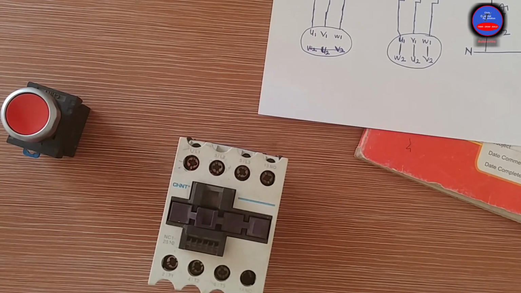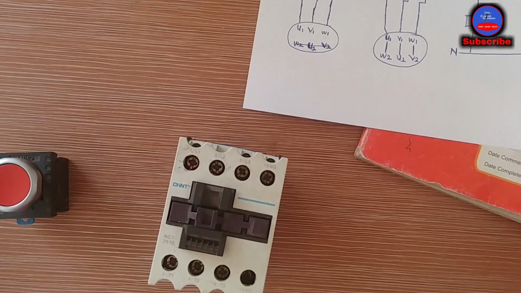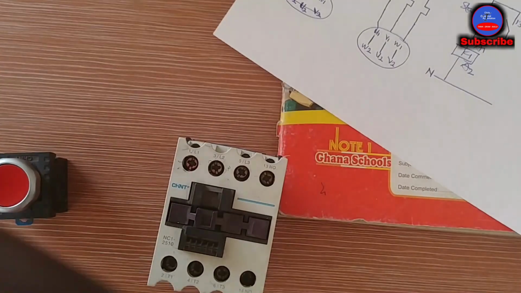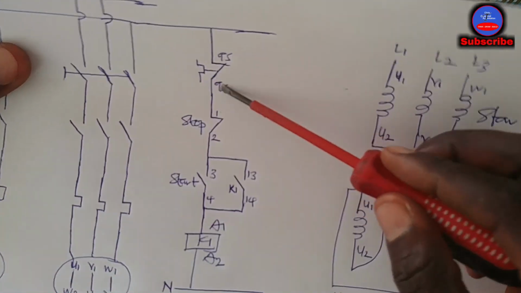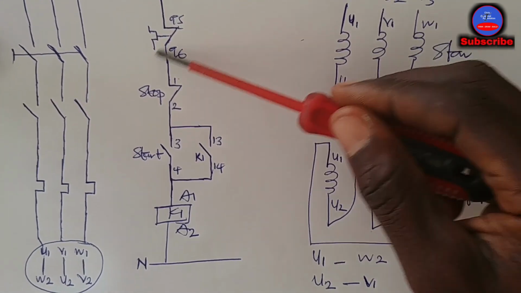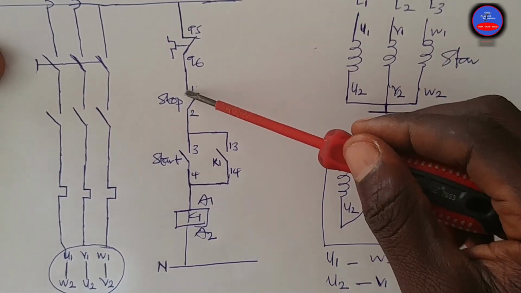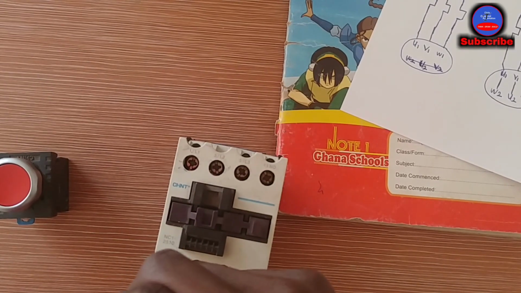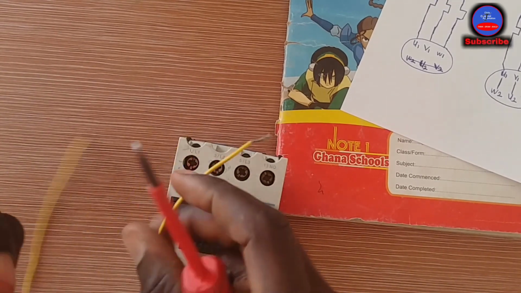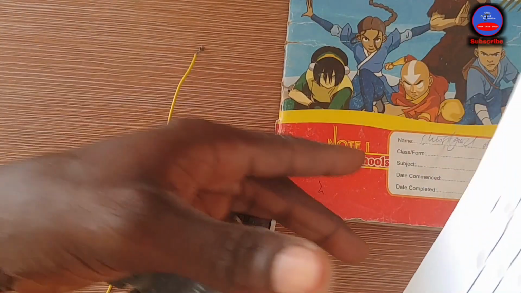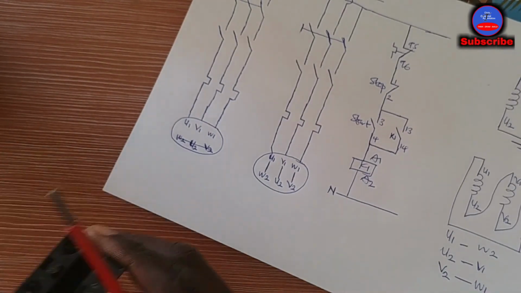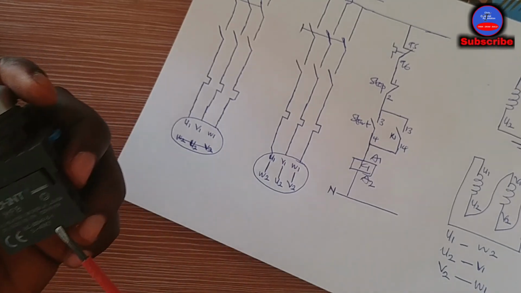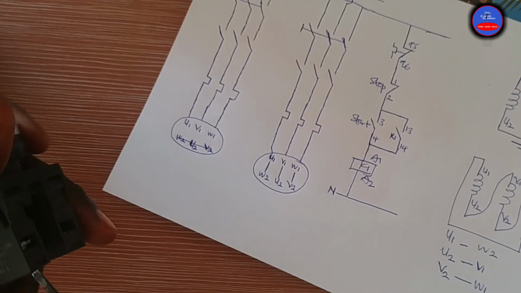So pick our cable. From the live, it's supposed to go to the overload this side. I'll do the control side, but the overload is not there. So from the live to the stop push button straight. So the stop, that is the 1. You connect it at the 1. Okay, this is our 1.